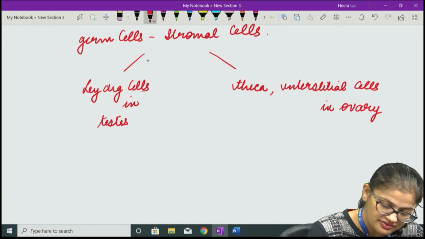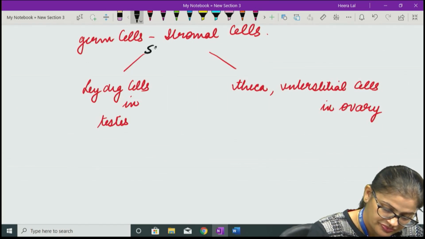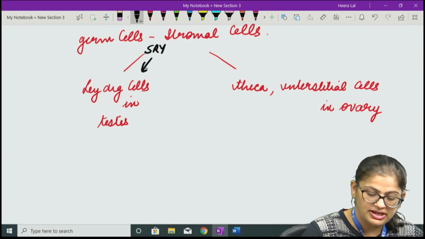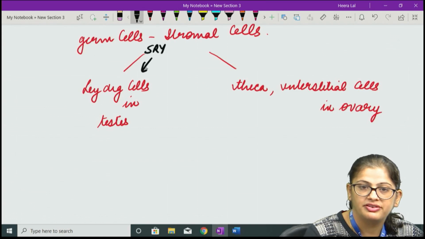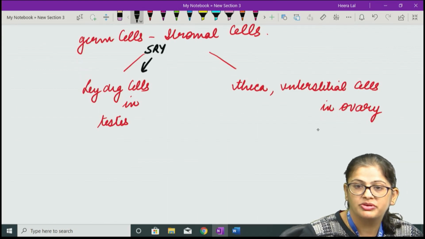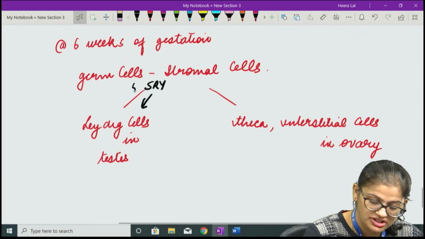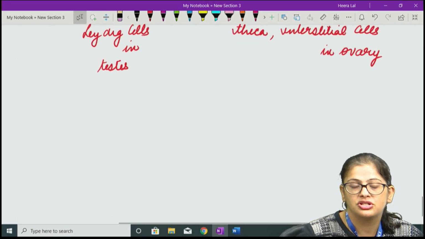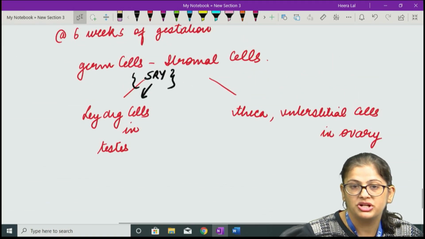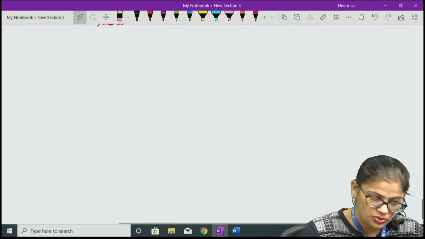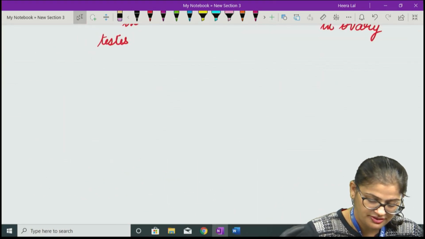So if the SRY factor is present, this bipotential gonad will develop into the testis with Leydig cells, and if the SRY factor is absent, the gonad will become an ovary. So it is the presence of this SRY factor which determines the differentiation of this bipotential gonad into the testis. So this was about the SRY factor.